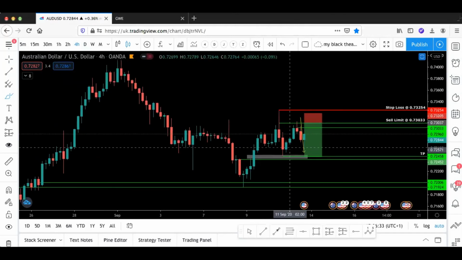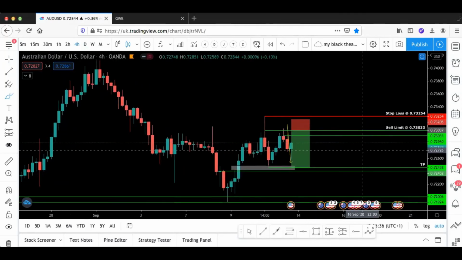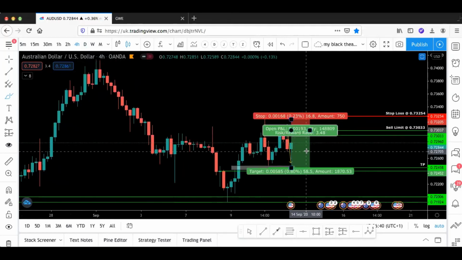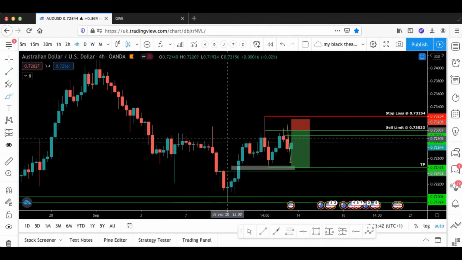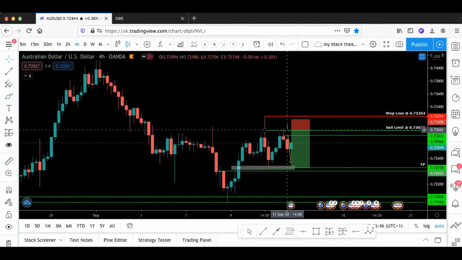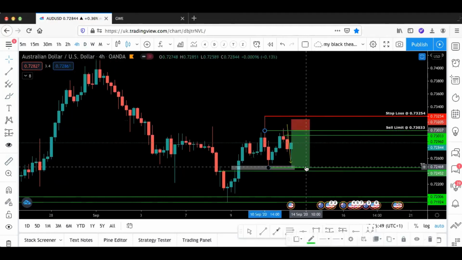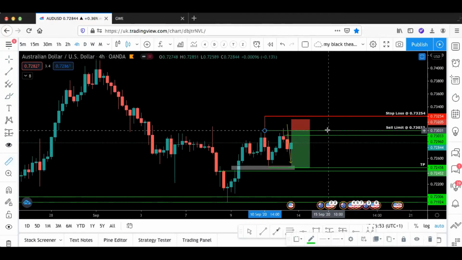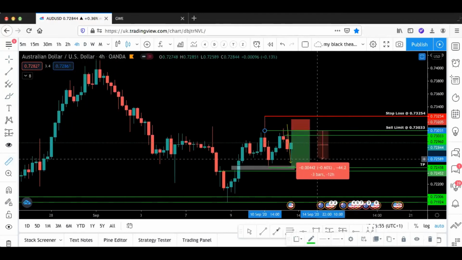AUD USD is still on a bullish move. This trade setup we shared last Friday on our members group. So we nearly caught 44 pips, right? Still in profit. If you guys are in this trade, please move your stop loss to entry. So what's next?